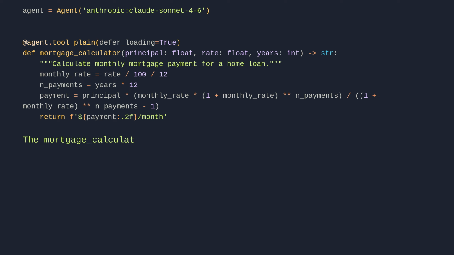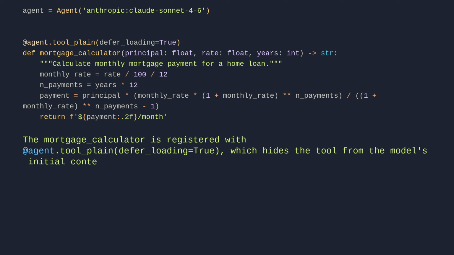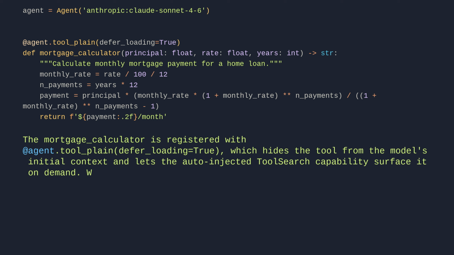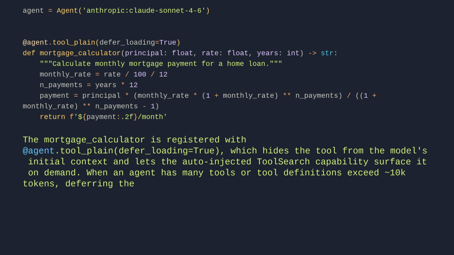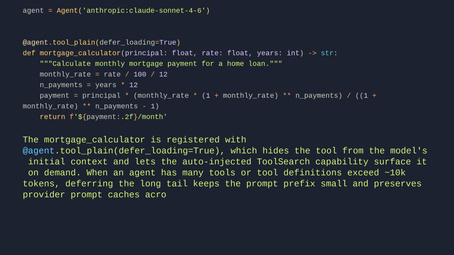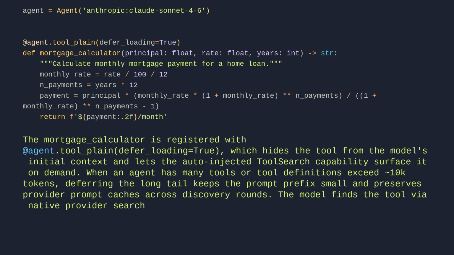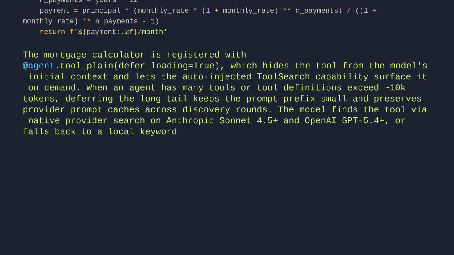The mortgage calculator is registered with @agent.tool_plain(defer_loading=True), which hides the tool from the model's initial context and lets the auto-injected tool search capability surface it on demand. When an agent has many tools or tool definitions exceed K tokens, deferring the long tail keeps the prompt prefix small and preserves provider prompt caches across discovery rounds. The model finds the tool via native provider search on Anthropic Sonnet 4.5+ and OpenAI GPT-5.4+, or falls back to a local keyword search tool.